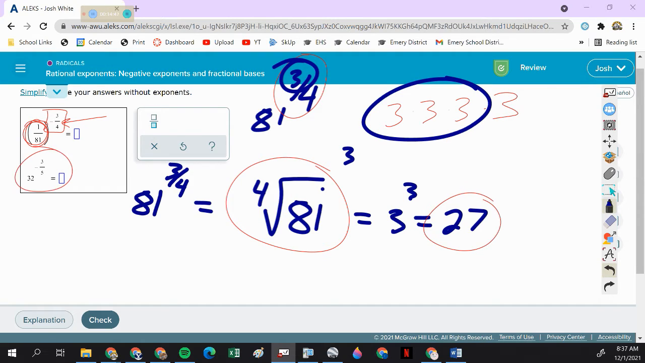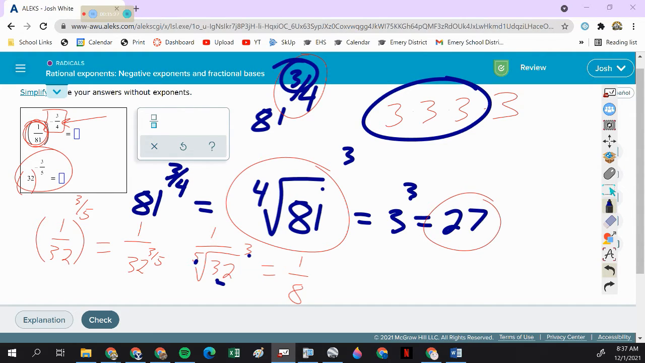Okay, so here I need to flip the 32 upside down, and I get 1 over 32, and we're going to raise that to the 3/5. Okay, well, 1 to any power is just 1. So it's really just 32 to the 3/5. And that's saying 1 over the 5th root of 32 to the 3rd. What is the 5th root of 32? 2. And then 2 to the 3rd is 8. So the answer is 1/8.